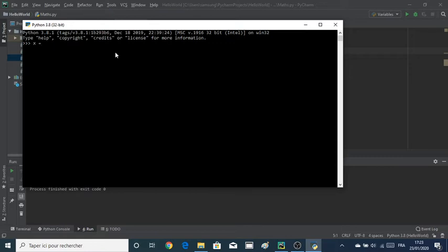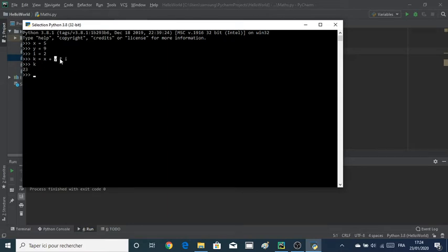Now, x equal 5, y equal 9, and i equal 2, and k equal x plus y multiplied by i. Let's see the solution. Okay, it's 23.